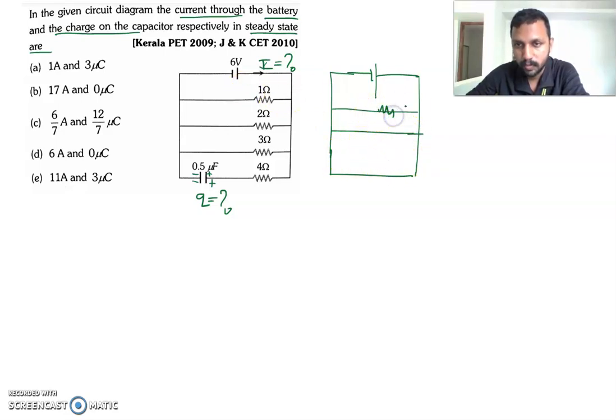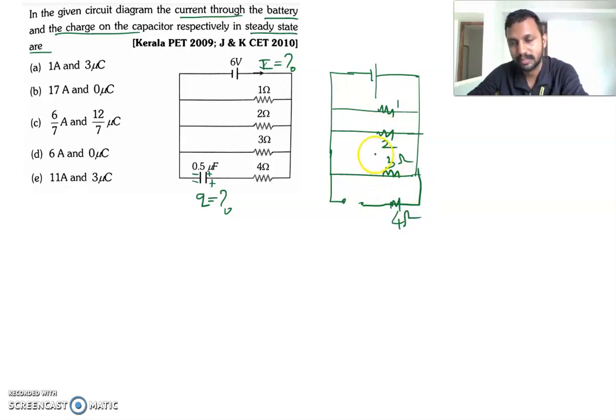At steady state, the capacitor will behave like a short circuit. Therefore, this 1 ohm resistor, I am drawing it over here. This 2 ohm resistor is drawn over here, and there's a 3 ohm resistor over here, and finally the capacitor. It is behaving like a short circuit, which means this 4 ohm resistor is not part of this circuit. If it's not part of the circuit, we can find the effective resistance by taking the parallel combination of these three.